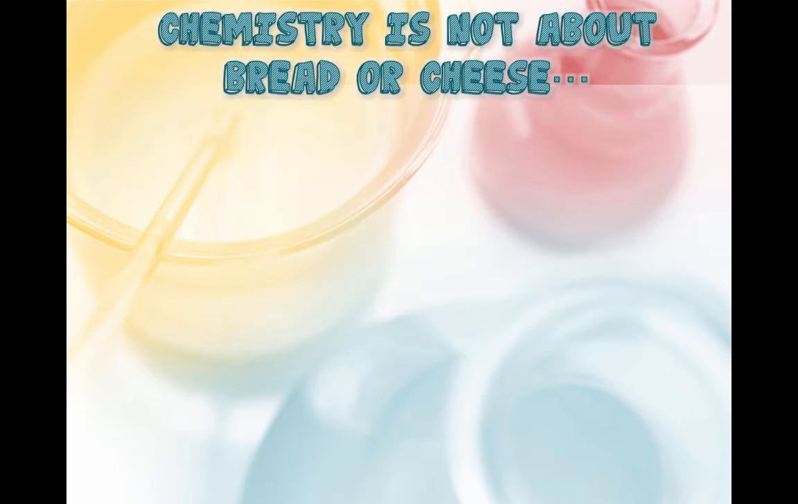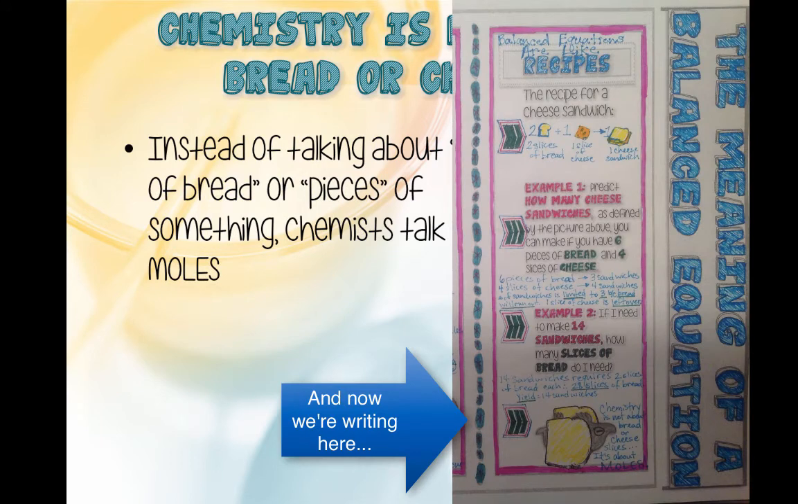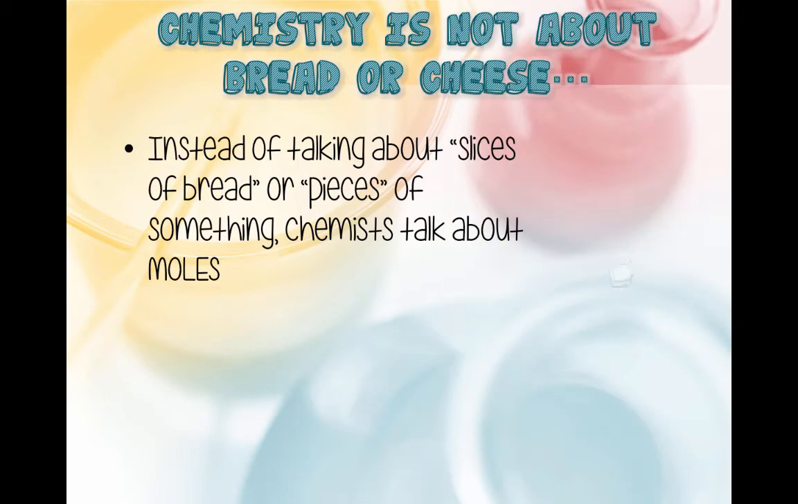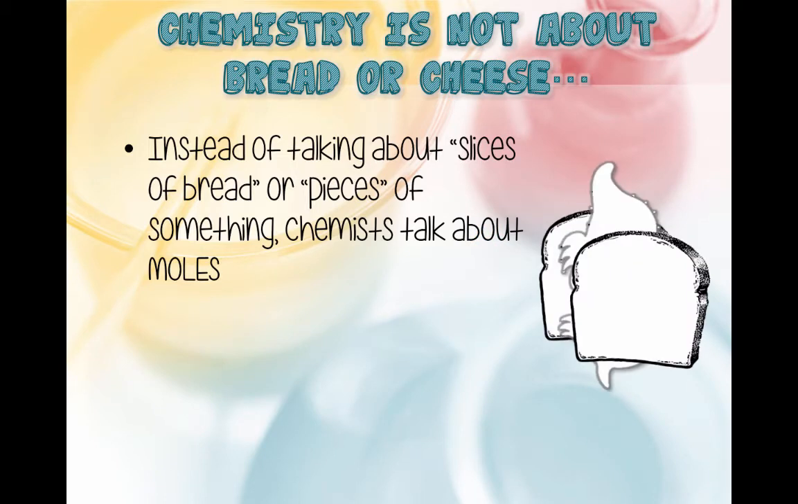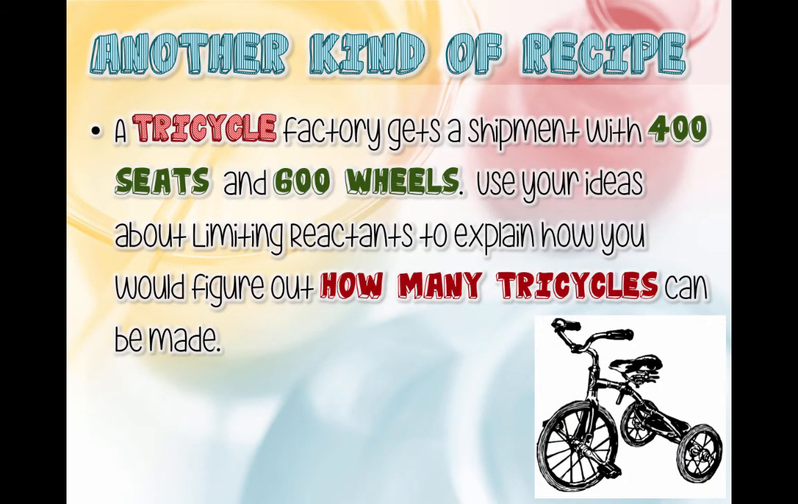So, of course, we know chemistry is not really about bread or cheese, although they are made of molecules. But instead of talking about slices of bread or pieces of cheese or whatever, chemists talk about moles. Not like the furry critters. That's a gross-looking sandwich. Moles measures the amount of stuff. So a chemist will use moles in their recipe or their balanced equation. Here's another kind of recipe.